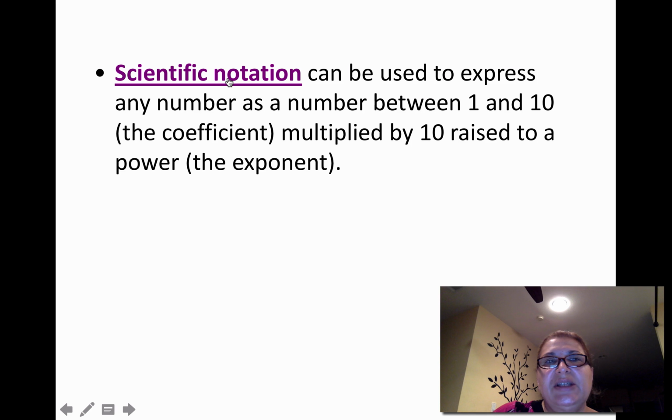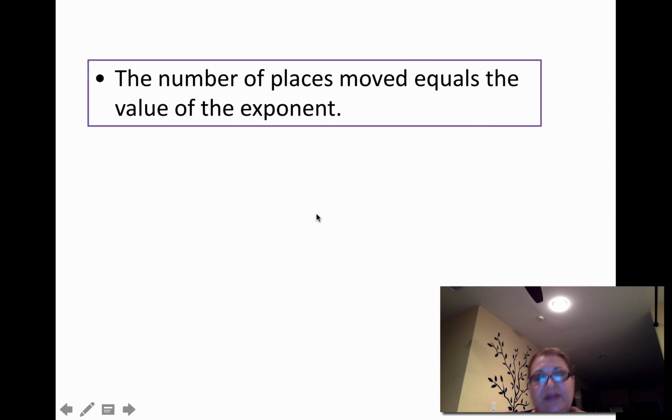Let's start with the definition. Scientific notation expresses any number as a number between 1 and 10, known as a coefficient, multiplied by 10 raised to a power, known as an exponent. Okay, so we have two numbers we're dealing with: the coefficient and the exponent. The number of places moved equals the value of the exponent.